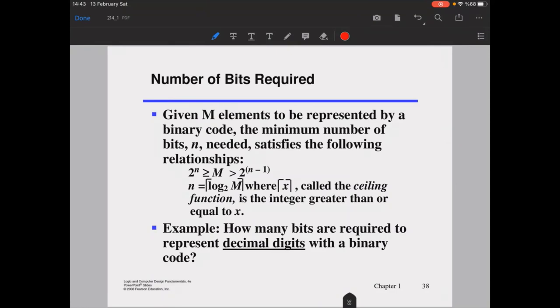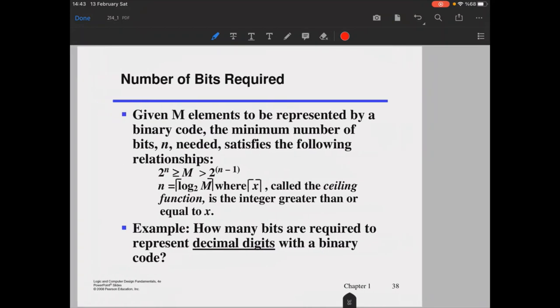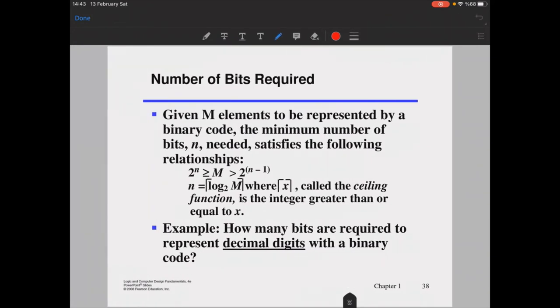How many bits are required is calculated by this function. Suppose that I'm trying to represent my decimal digits with binary numbers. How many bits are required to represent the decimal digits? It means from 0 to 9, those are my decimal digits, right?